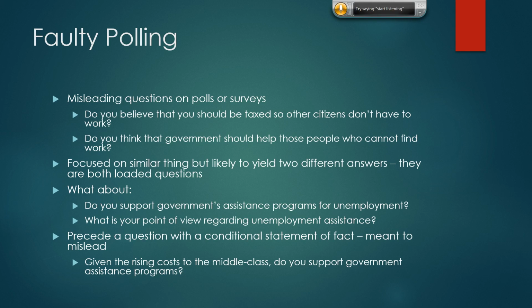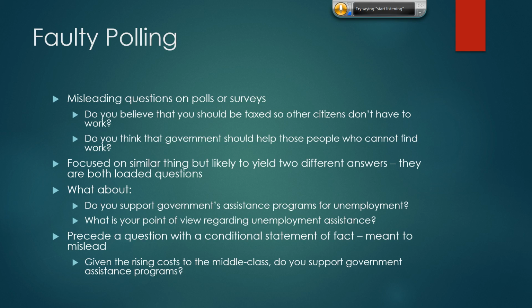If you look down on the slide a little bit, there are 2 alternative questions. The first one is, do you support government's assistance programs for unemployment? Okay, that's pretty unbiased. It seems pretty clean. And the other one is, what is your point of view regarding unemployment assistance? Also fairly unbiased and fairly clean. Now, they're going to yield open-ended answers. So it can be a variety of different things. But there's no real bias in the construct of the questions themselves. And that's more useful. And that's more probably what we'd want to see when we construct a survey or a questionnaire.